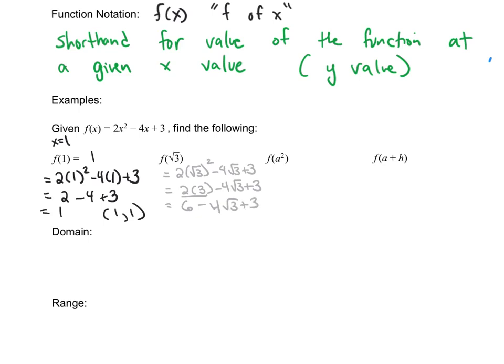Now remember, when you add radicals together, you have to have the same radicand, so I really can't do anything except add the 6 and the 3 together, which is 9 minus 4 radical 3. So f of radical 3 is 9 minus 4 radical 3. So on my ordered pair, if I were going to do this on a graph, I would get radical 3 for the x and 9 minus 4 radical 3 for the y.